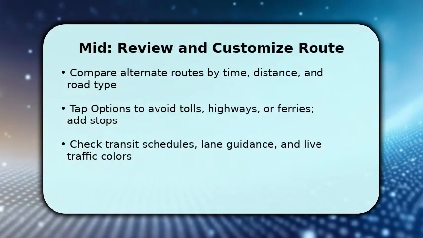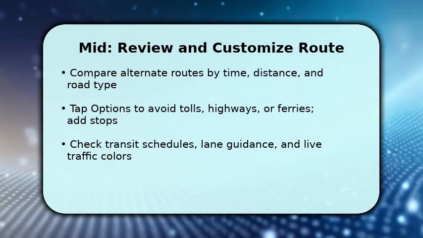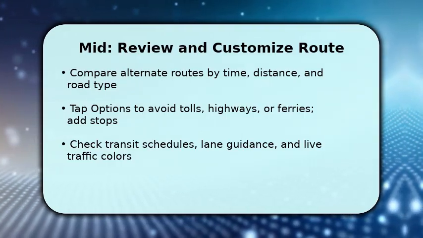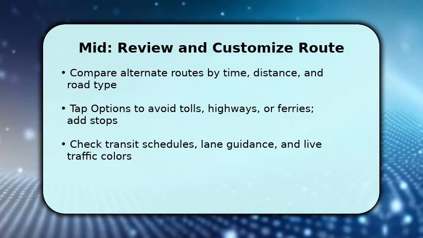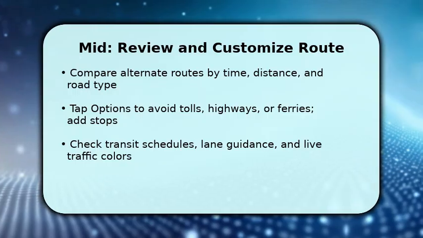Now you review the proposed routes. Glance at ETA, miles, and traffic colors so you can choose the fastest or shortest. Once chosen, tap options to avoid tolls, highways, or ferries, and add waypoints if you need stops. That adjusts ETA and path.